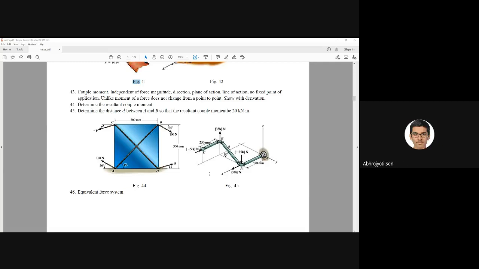Sir, the resultant would be just the mod value, right? Of that entire moment vector. No, the resultant couple moment is a Cartesian vector, but we want the magnitude to be that much. Yes, mod value, 20 kilonewton meter. The magnitude should be that much. The resultant couple moment is in itself a vector, but we want the magnitude.